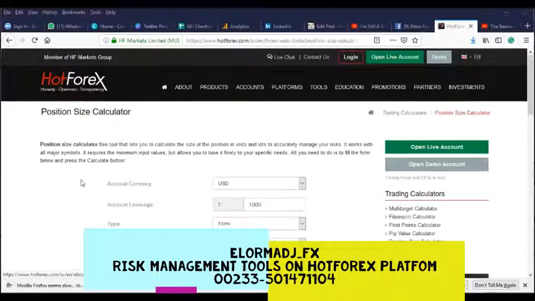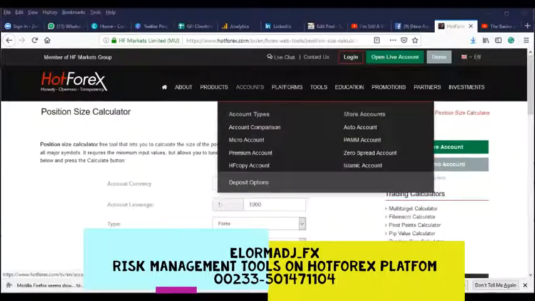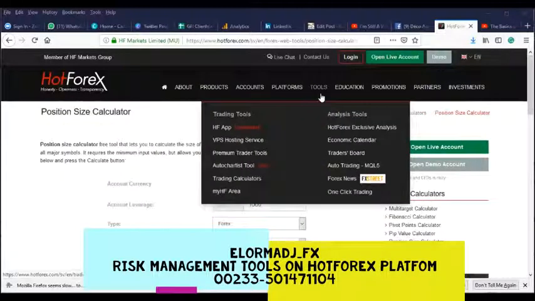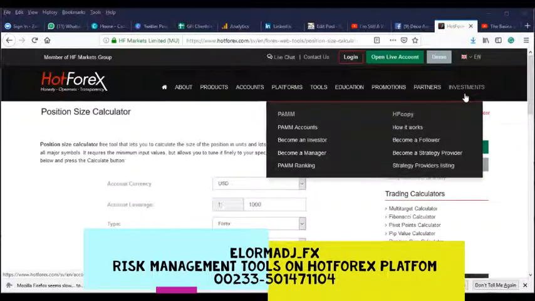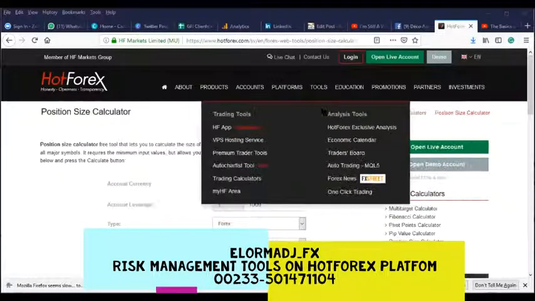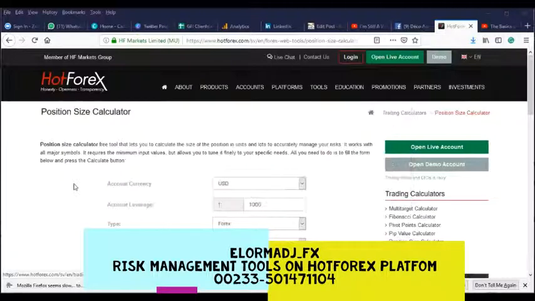Today, my focus will be on tools. You have the accounts, any account you want, premium, micro, and so on, the platform, MT4 and MT5, the tools, the education, promotion, partners, and investment. Today we focus on tools. When you click on tools, it sends you to a place where you have several tools, like tutorials about how to open an account and so on. I also have a position size calculator. So we come straight to the position size calculator. Here it is.